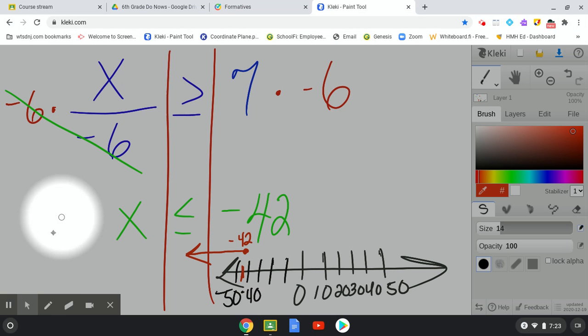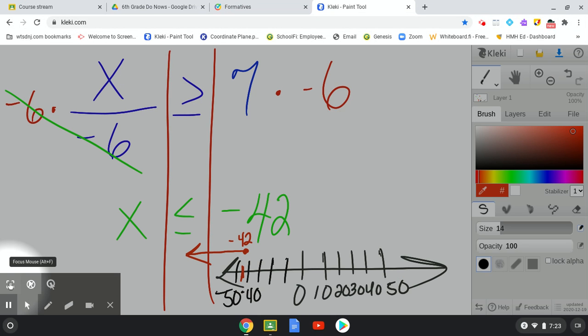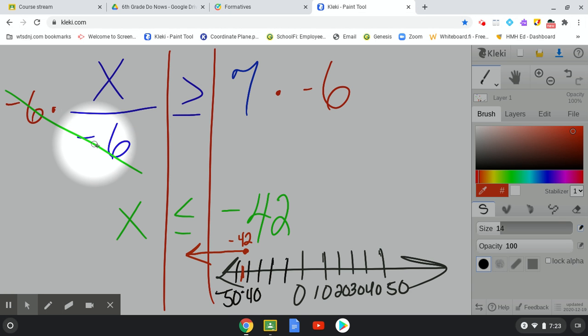Okay, so again, when we solve multiplication and division inequalities, if the number that we are looking to get rid of, the number that is with the variable, is a negative, you have to remember to flip your inequality symbol to the other direction. Okay, let's try another one.